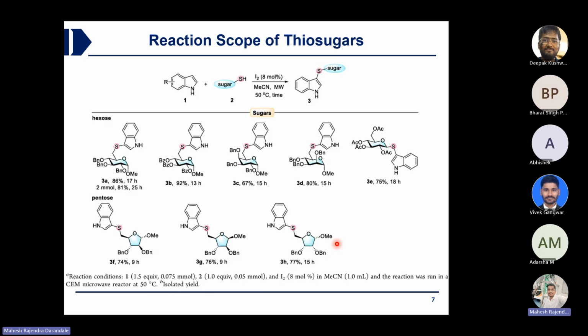These are some reaction scope of thio sugars. Now they tried some hexoses, some pentoses, and with different types of protecting groups also. Like this one is the glucose with protected benzyl, which we have already discussed in the optimization condition. And here for scale-up reaction, they have tried 2 millimole of this indole derivative, and while scaling up, they are getting some 81% of the yield in 25 hours.